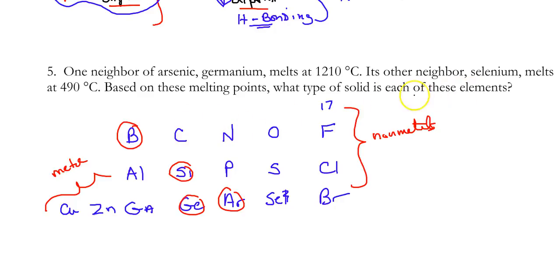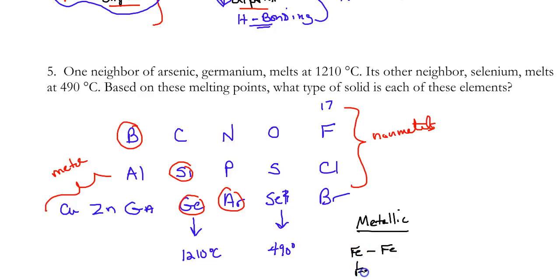All right, so what are our boiling points? Germanium has a boiling point of 1210 degrees Celsius. And then selenium is down to 490. What gives? Well, what you should understand is the differences in the types of solids that we have. So the solids that we have: metallic, and these are bonds between metals. So if I have iron, I think it's a body-centered cubic structure of iron nuclei. Remember that sea of mobile electrons.